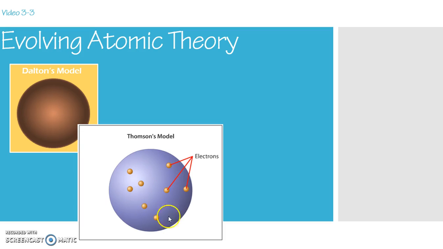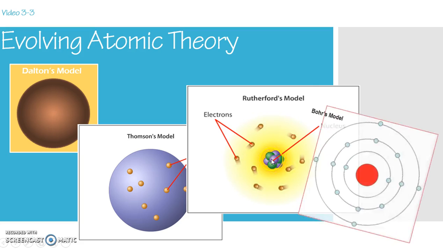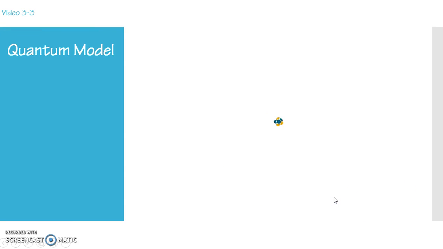So now we're changing again. Solid sphere, smallest thing. Nope, there's smaller things, there's parts. And so the plum pudding model then gets changed into Rutherford's one that's got lots of space and a nucleus, and now Bohr's model. So that's pretty interesting because we've got specific orbits that the electrons can be in.